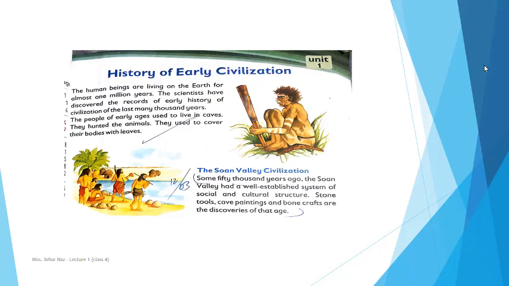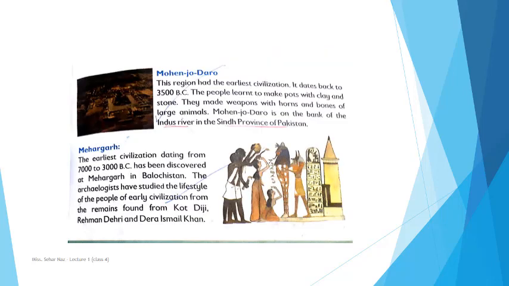Next is the Mohenjo-Daro civilization, and it also represents an early civilization from the era of 3500 BC. BC stands for before Christ, and it was also a simpler civilization. They made weapons to protect themselves from their enemies, and the weapons were made from different kinds of horns and large bones of animals. Mohenjo-Daro is basically in Sindh on the bank of the Indus River.